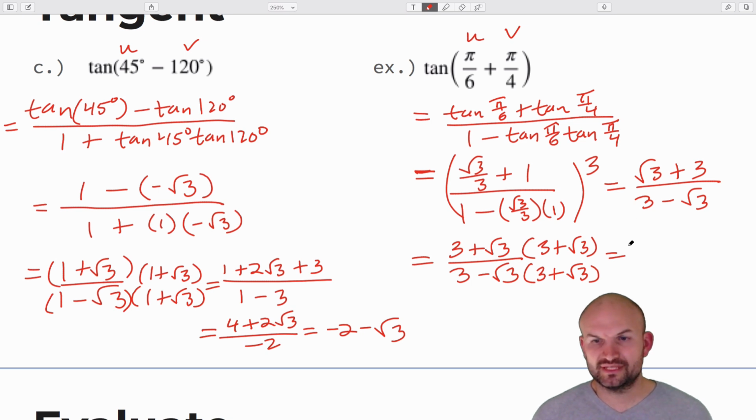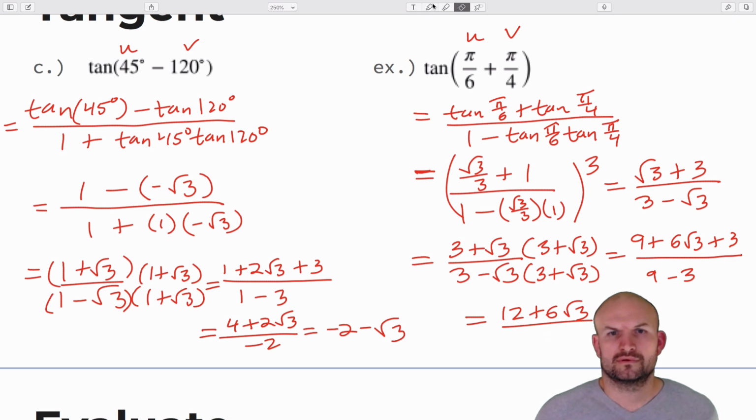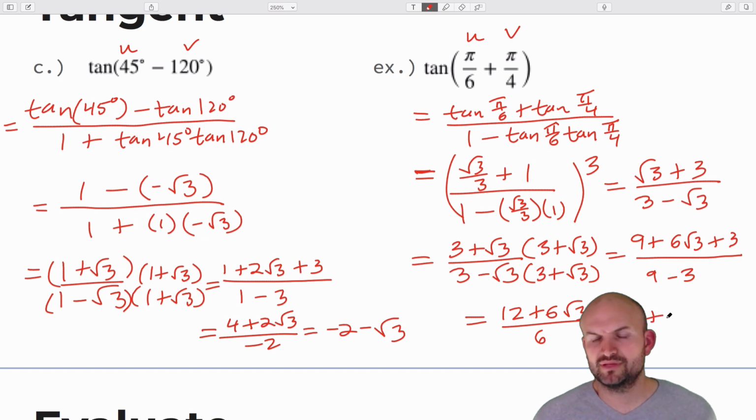And in the numerator, this ends up giving me 9 plus 3 square root of 3, plus 3 square root of 3 plus 3, all over 9 minus 3. And then we can simplify this one more time. So that's going to be 12 plus 6 square root of 3 divided by 6. And now my 6 divides into both of those, and that's going to be 2 plus the square root of 3.